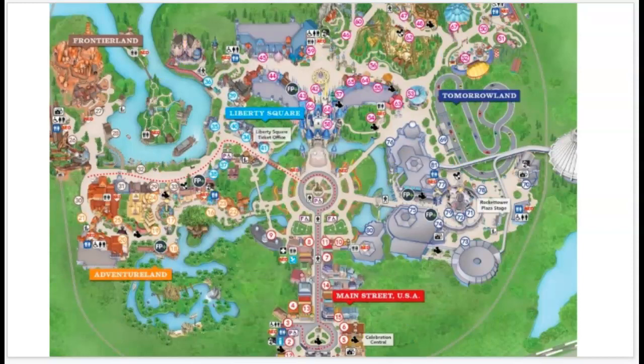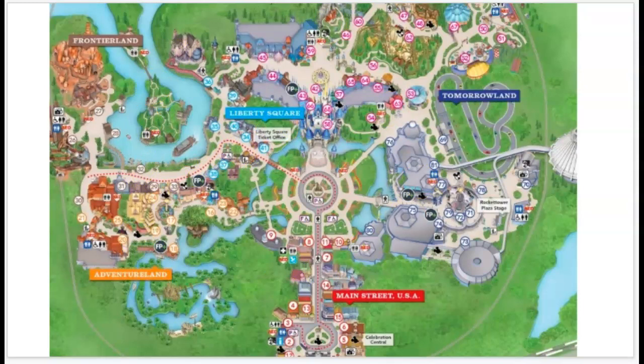So here's a map of Disney World, and you can see all the different lands in the Magic Kingdom here. You've got Frontierland, Adventureland, Tomorrowland, all of that. And I'm going to show you with my mouse right there is Cinderella's Castle. And so this is just giving us a real life example of how we might use reference points.